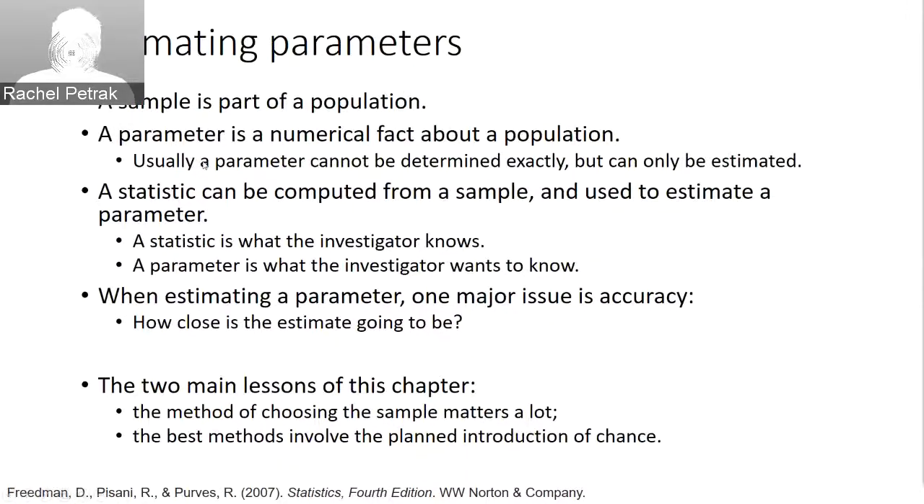Here we have next the idea of a parameter. A parameter is a numerical fact about a population. This parameter can't be determined exactly. It can only be estimated. And many of our statistical procedures are in the effort of doing just that, to estimate parameters about a population based on the sample. So we need to be able to describe our sample appropriately. A statistic is something that's computed from a sample and used to estimate a parameter. So a parameter and a statistic are different things.